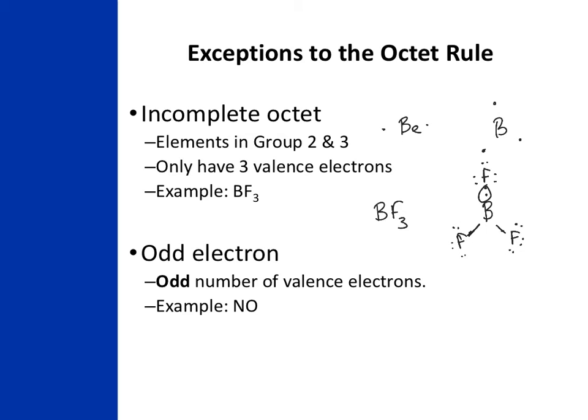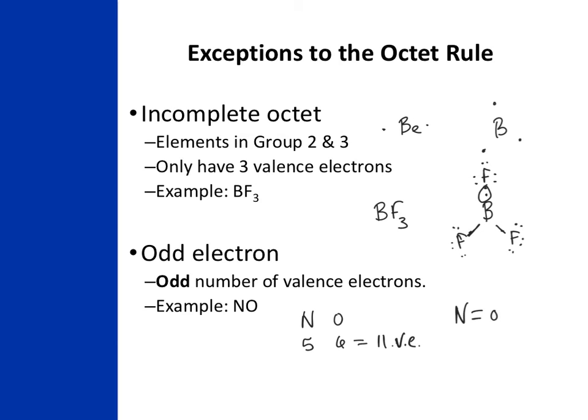Another thing occasionally, and about the only one that you're going to come into contact with in terms of the odd electron rule, is that of NO, nitric oxide. Nitrogen, of course, has 5 valence electrons. Oxygen has 6, which totals 11 valence electrons. At 11, that's an odd number. So right there, it should be your sign that you're going to have an odd electron exception to the octet rule.